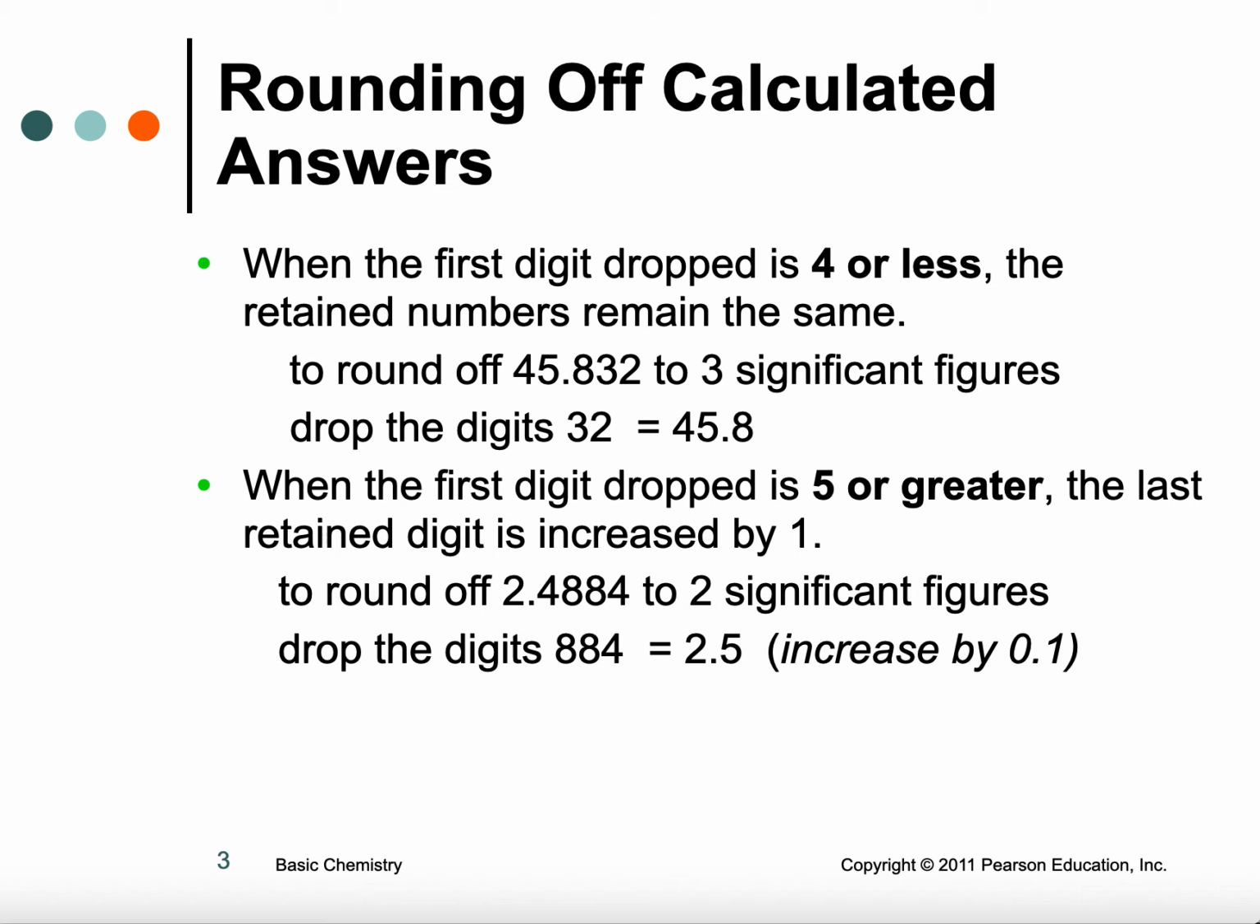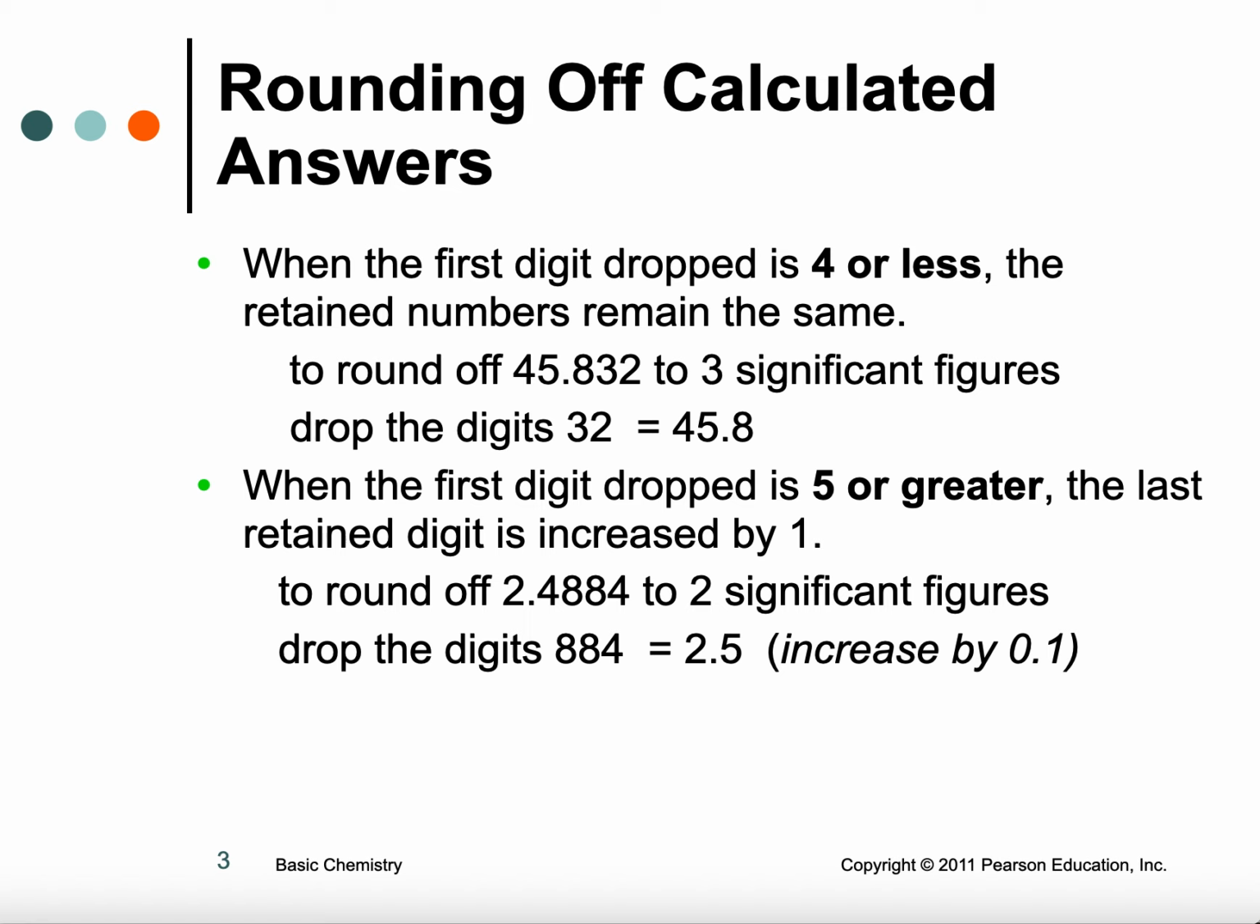So to round off 45.832 to 3 significant digits, what are your 3 significant digits? The 4, the 5, and the 8 would be the 3 significant digits. That means you look at the 8 and the 3 and ask, is it a 5 or more? If it's 5 or more, then the 8 would go to a 9. If it's 4 or less, it stays at the 8. So if you round 45.832 to 3 significant digits, your answer would be recorded as 45.8.